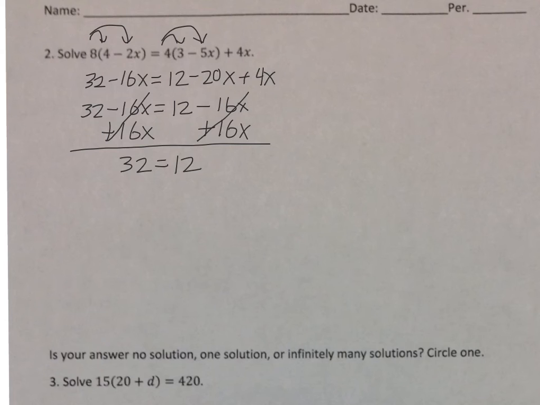Now, if I look at this, 32 does not equal 12. And if I look at my chart, if that does not equal 12, I'm going to come down here, and it says, is your answer no solution, one solution, or infinitely many solutions? There is no solution because the 2 answers don't equal each other.